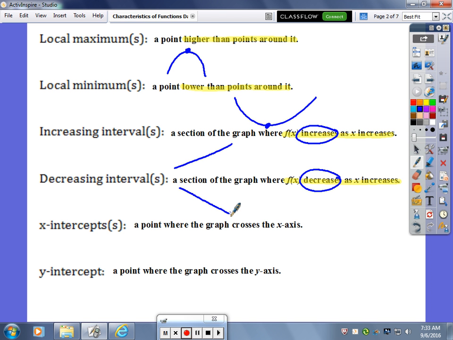And then we have intercepts, and intercepts are a concept that are well known to you. The x-intercept is a point where the graph crosses the x-axis, and the y-intercept is a point where the graph crosses the y-axis.